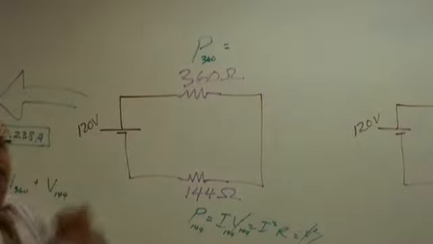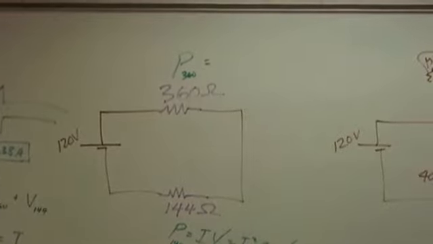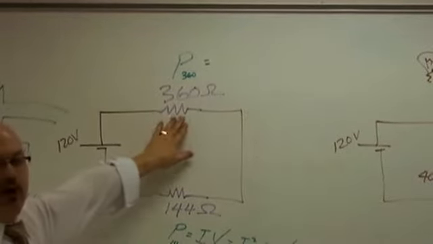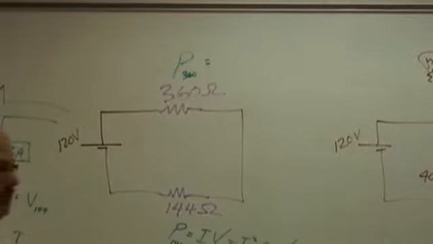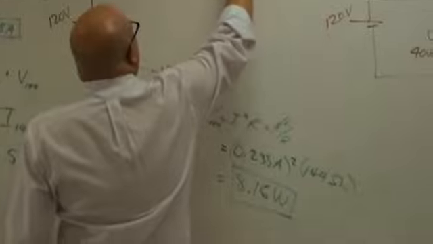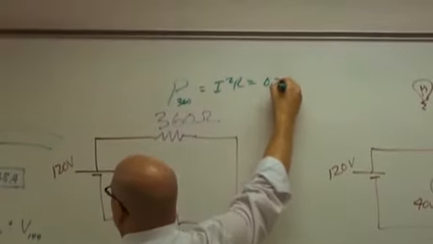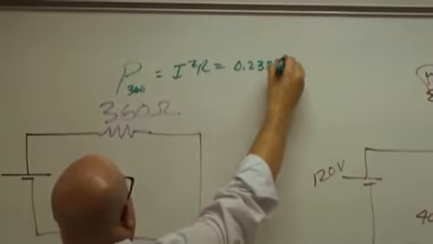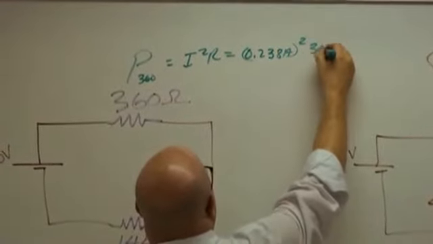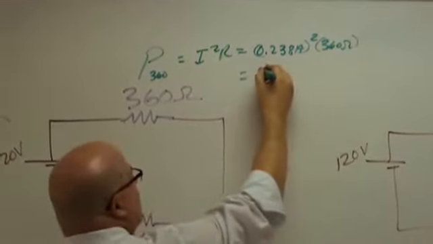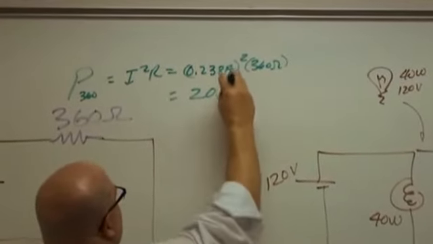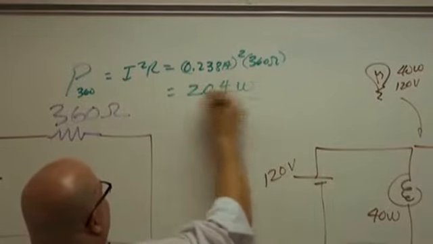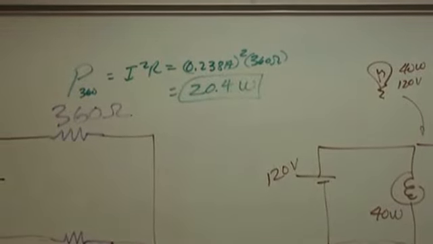Okay, what's the power of this one, everybody? What's the power of this bulb? 0.238 amps squared times 360 ohms, and I get what? About 20.4. Whoa, that's a 20-watt bulb.